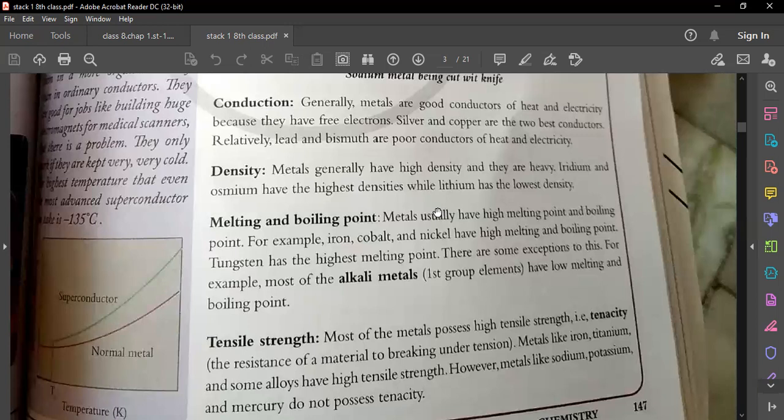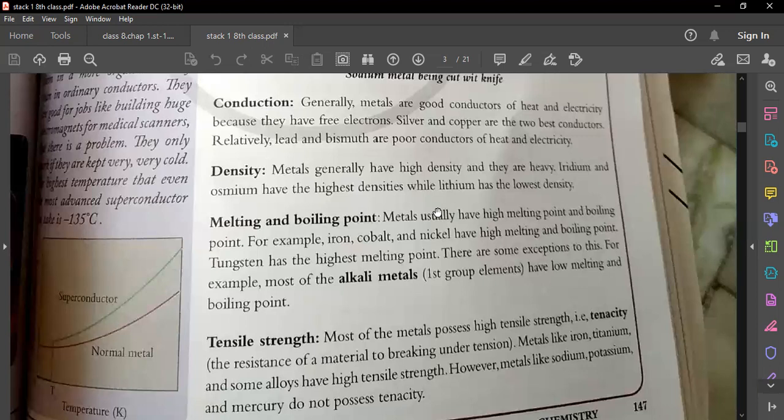Among these, hydrogen is a non-metal, right? It is a non-metal only, but it has similar properties to the first group, so it is placed in the first group itself. Or based upon the atomic number also, we can say hydrogen is the first element in the first group. So among these alkali metals, lithium, sodium, and potassium have low melting and boiling points. Clear? Yes, sir.